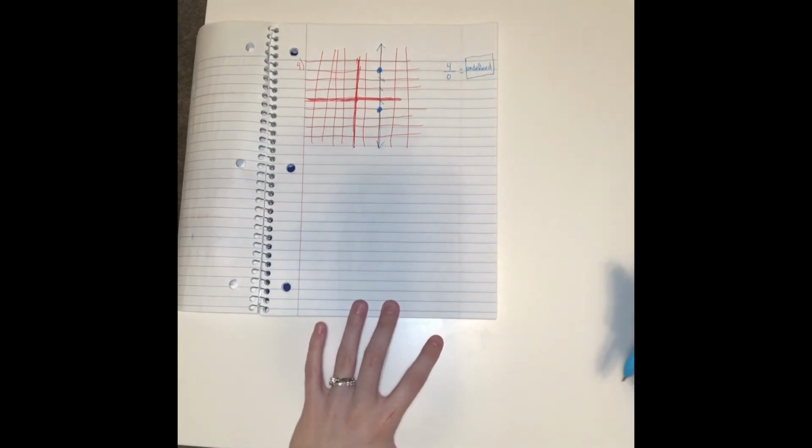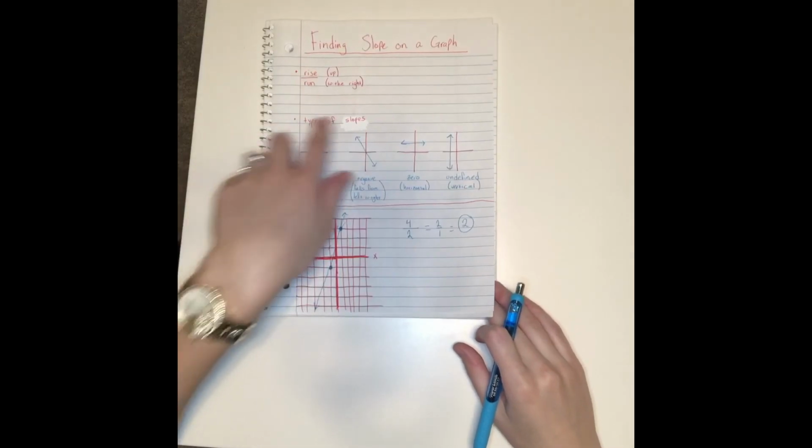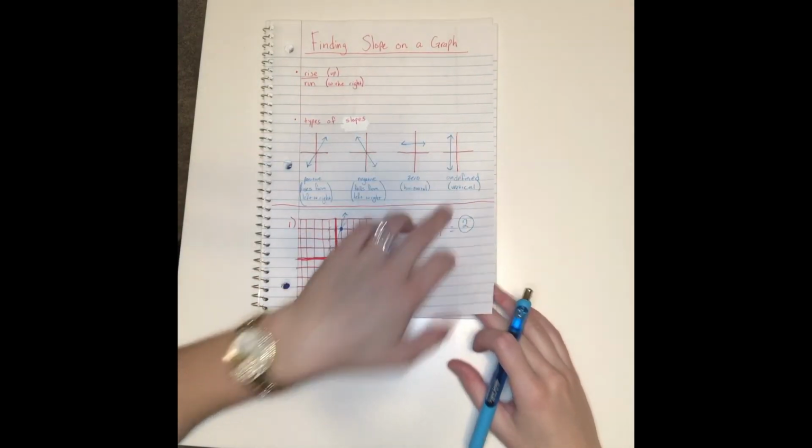Once again, you could have known that too by looking at it, because if you remember from back here, any vertical line is undefined.